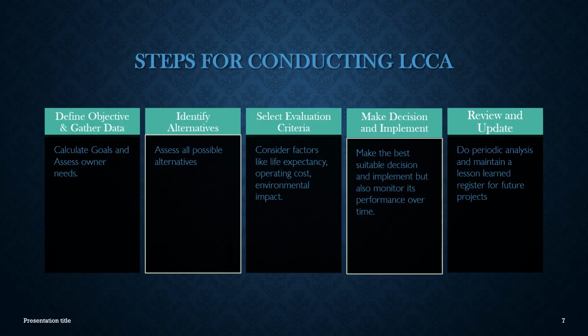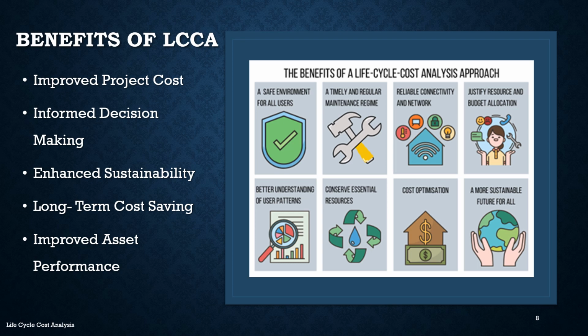These are the steps for conducting the LCCA. Our first and foremost objective is to define our goal and gather the data. We then identify the alternatives, and then we select an evaluation criteria. We then make a decision and implement it, and also we monitor the results of those decisions for future decision making.